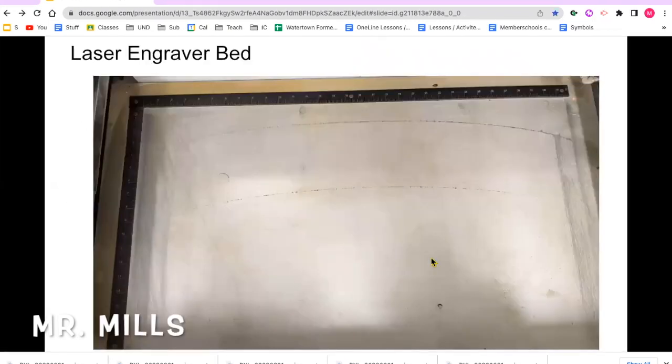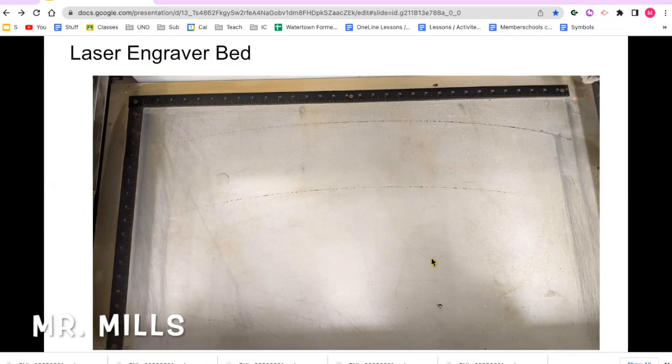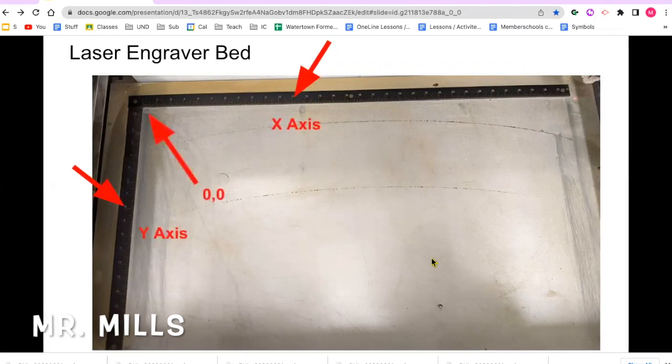So we're going to be looking at a machine called a laser engraver, and it will etch out graphics or things like that on a piece of material. And this is relevant to that XY coordinate because if we take a look here, we've got these two rails, and these two rails indicate our X and Y axis. And then up in the upper left-hand corner here is going to be our 0, 0, or our starting point.